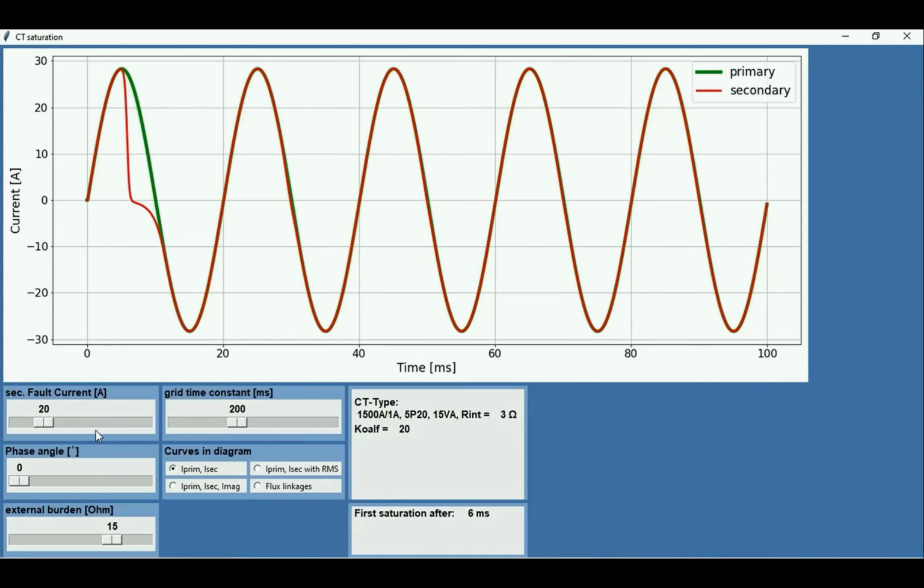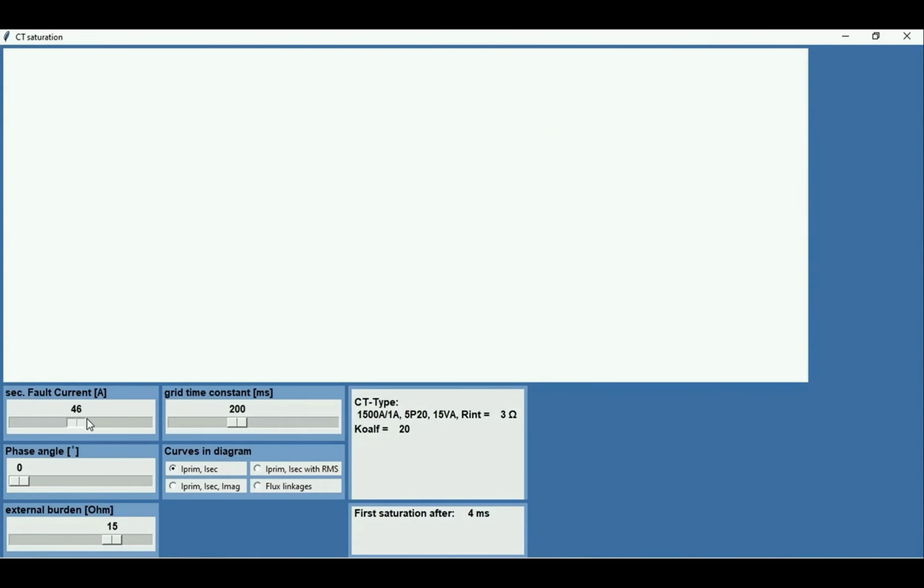And now in this simulation, we have some sliders down here where I can change the short circuit current and also the burden. And if we now increase the short circuit current, you see here we have 20 amps at the moment. And on the bottom, you see the burden is 15 ohms. That means it is exactly that point we calculated on the previous slide. And if we now increase the current, this changes. So I will go up to 40.